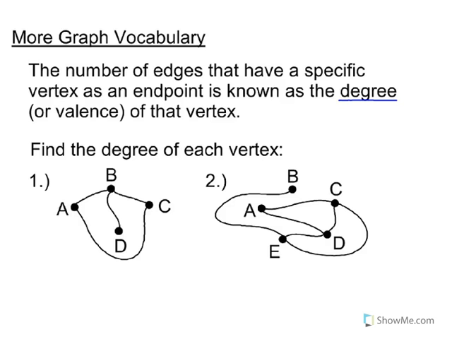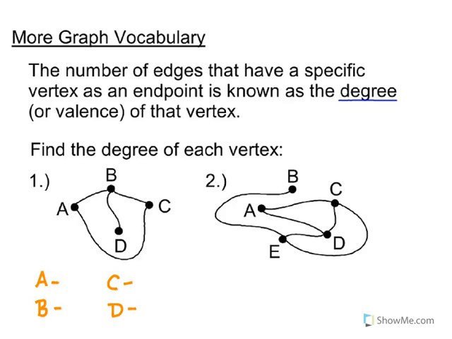All right. Let's take a look at some more graph vocabulary. So the number of edges that have a specific vertex as the endpoint is known as the degree or valence of that vertex. We're going to stick with the word degree, so underline degree. But the book uses both, so I wanted to give you both just in case you saw it in a homework assignment. All right, so we're going to find the degree of each vertex. Now you can write it next to the letter, or you can make a list. So if I go ahead and make a list, A, B, C, and D.